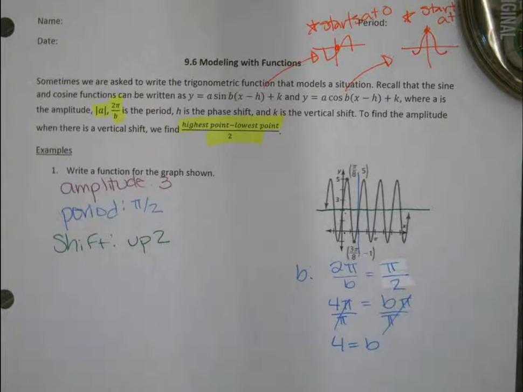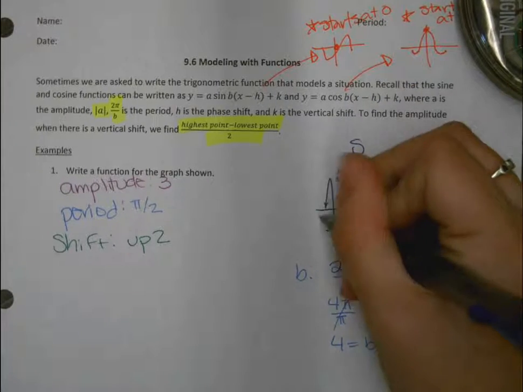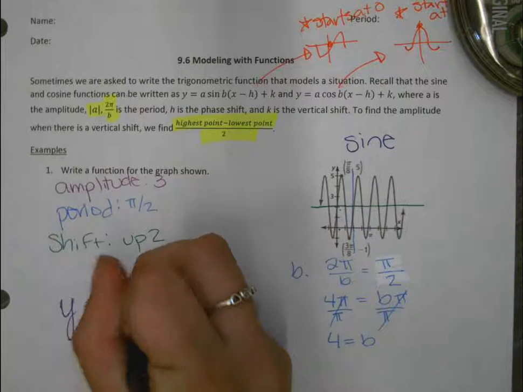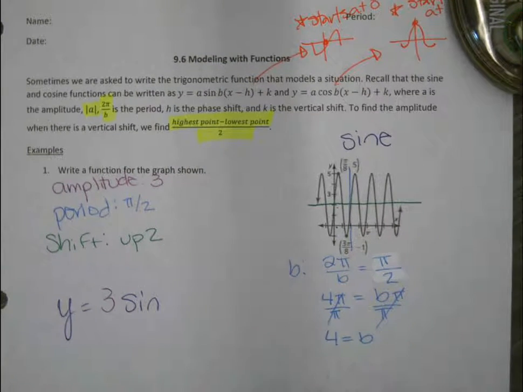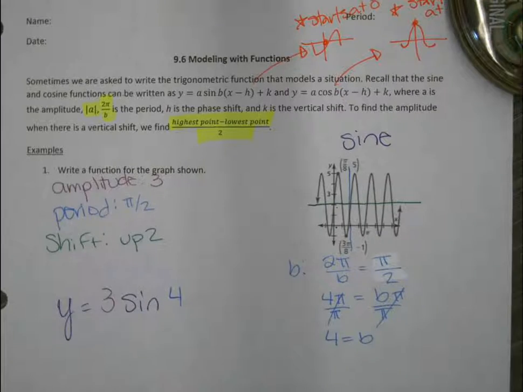So when I go to plug into my equation, I know this is a sine. I didn't write this up here. I know this is a sine because if I had moved this down, it would have been starting at 0. So I'm going to have y equals sine. The amplitude goes out front. My b is what's going to go in front of my x for my period. So I have 4x, and then because it shifted up, I'm going to have plus 2 at the end of my equation.